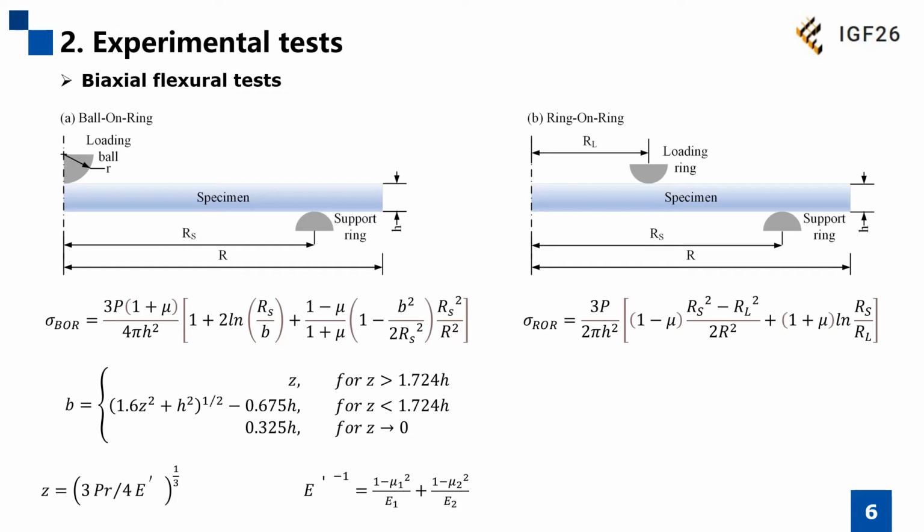Ring-on-ring and bore-on-ring tests are the most popular biaxial flexural test methods for brittle materials. The schematic drawing and stress calculation formulas of bore-on-ring and ring-on-ring tests are shown in this slide.